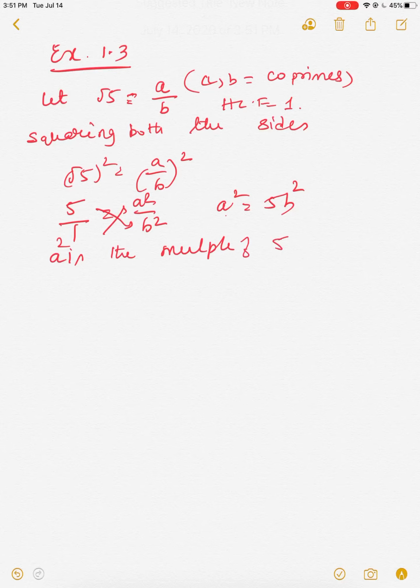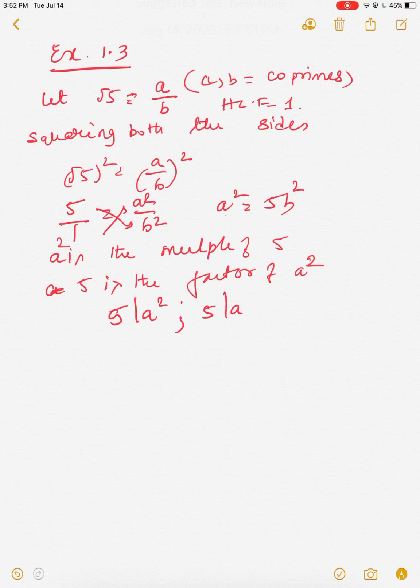When it is a multiple of 5, here 5 is a factor of a square. Okay, 5 is a factor of a square, so it will be a factor of a also. This is the first equation, this is the second equation, and this is the third equation.